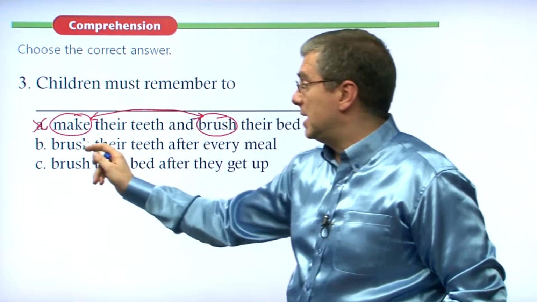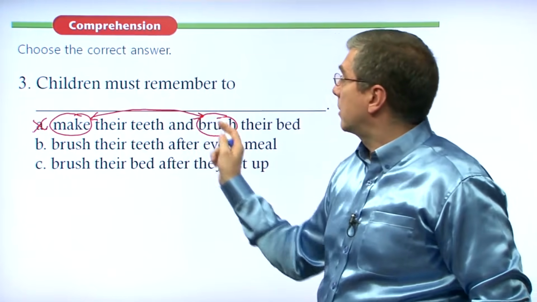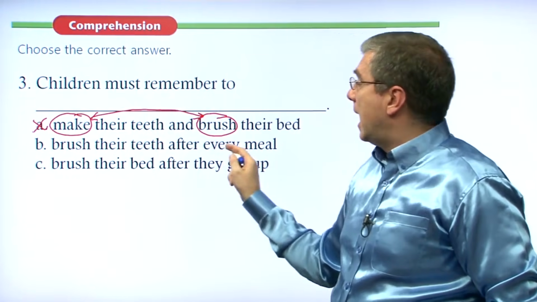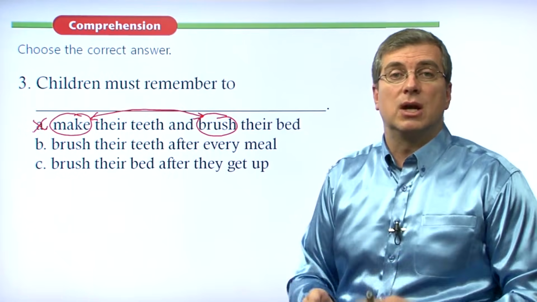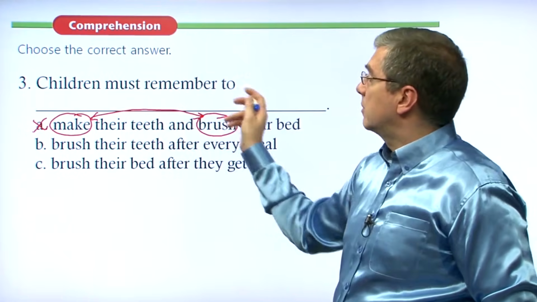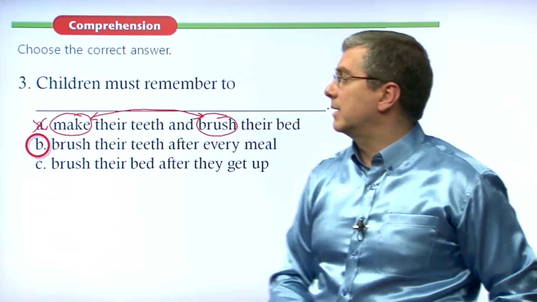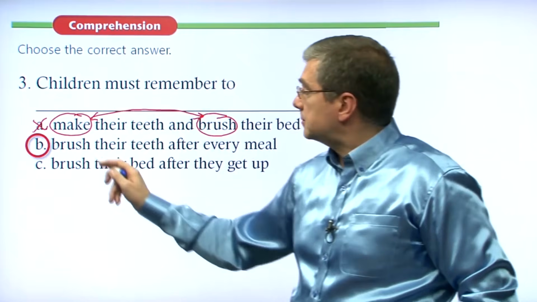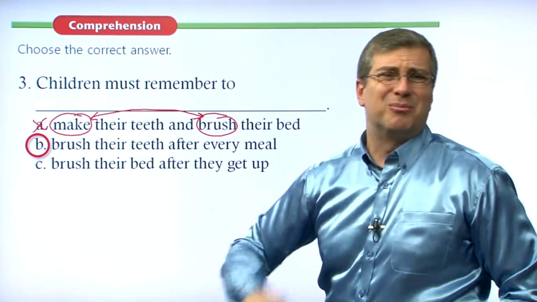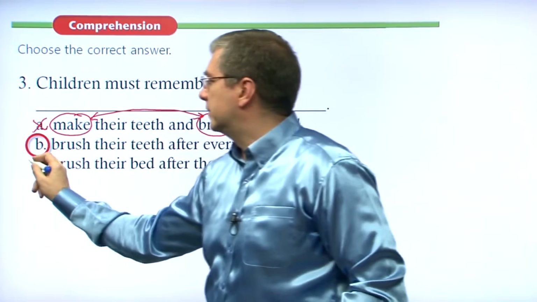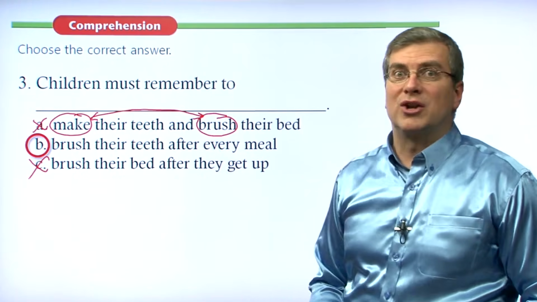Okay, number B, or letter B, brush their teeth after every meal. That sounds right. Remember, because we brush teeth, and when do we do it? After every meal. After breakfast, after lunch, after dinner. So, children must remember to brush their teeth after every meal. That is the correct answer. Let's look at C, just in case. Brush their bed. Again, that's silly, right? We talked about it. You don't brush your bed. So, obviously, C is not correct. After they get up, so that doesn't make sense. You don't brush your bed.